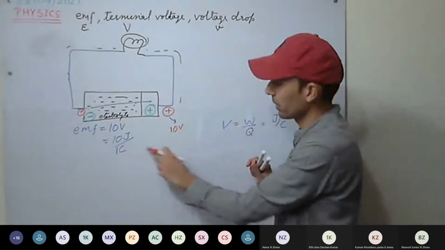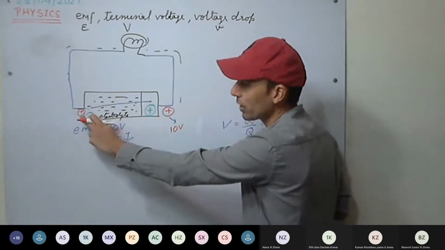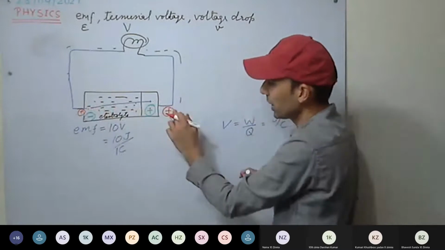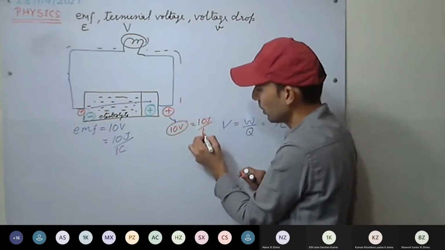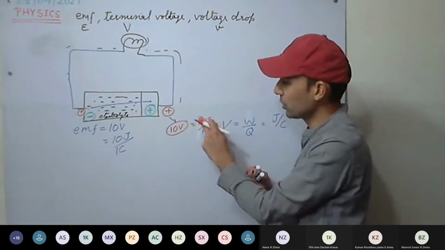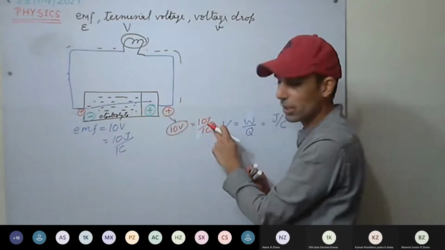Yes or no? That is 10 joule per coulomb. We have supplied this much energy to this. We have done work on this one. So this much energy is stored in this positive charge, pushed here, and this much energy it will be having. That is 10 joule per unit charge. So this unit positive charge will have energy of 10 joule, or this much work we have done. So this much energy it will have.